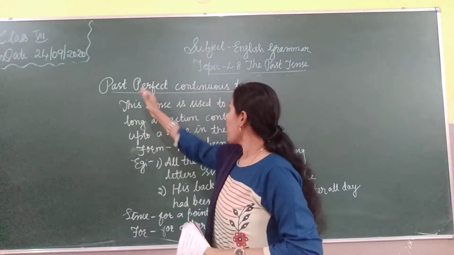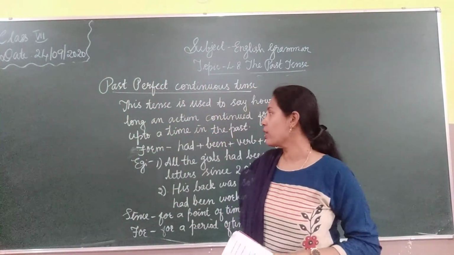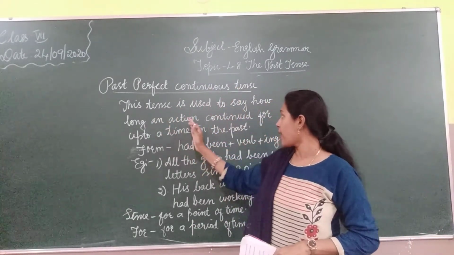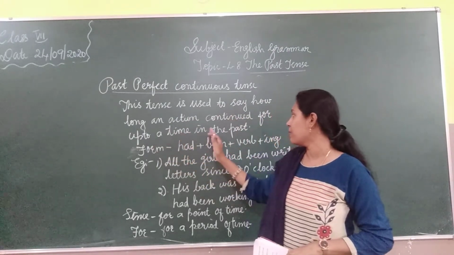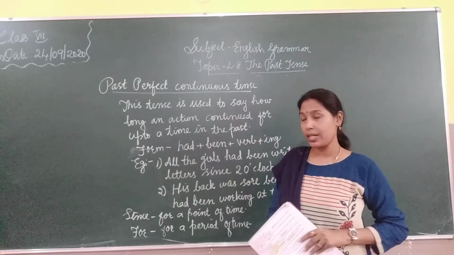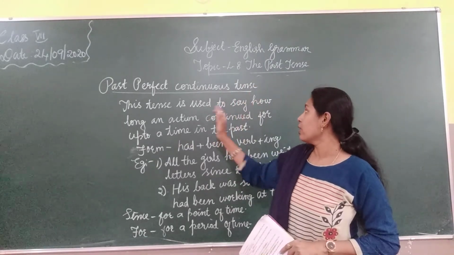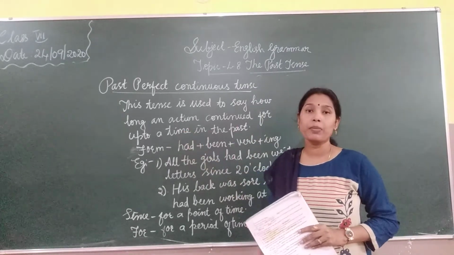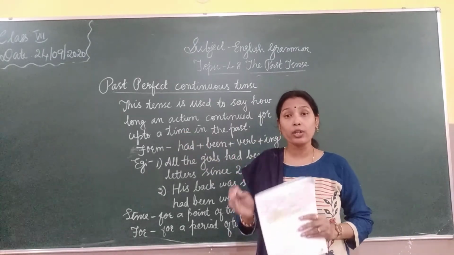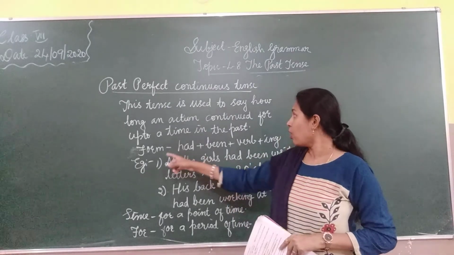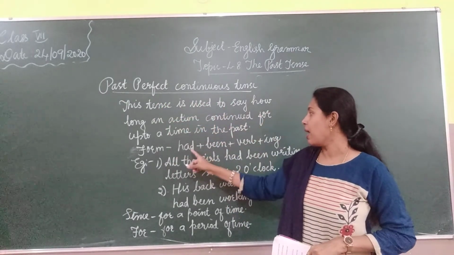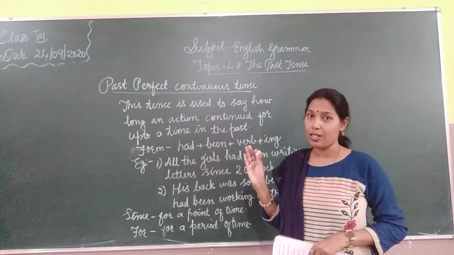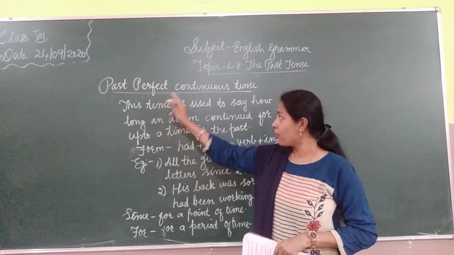Next, children, past perfect continuous tense. What is past perfect continuous tense? This tense is used to say how long an action continued for up to a time in the past. How long an action continued in the past. Okay. The form for past perfect continuous tense is had plus been plus verb plus ing. For past it is always has or had. So this is past perfect continuous tense.